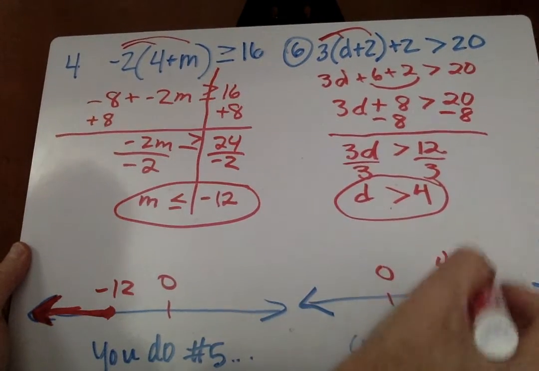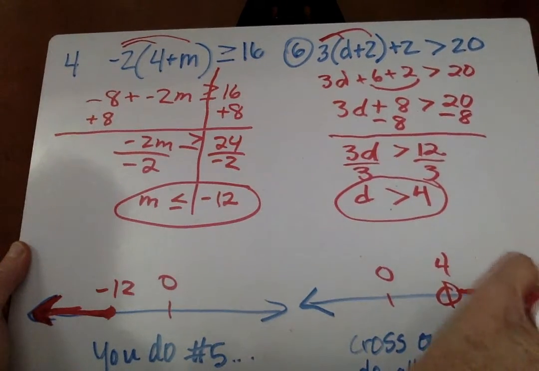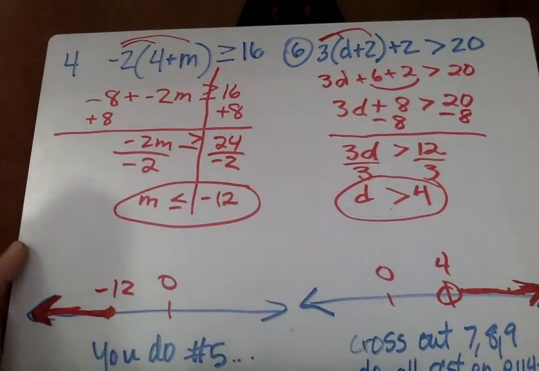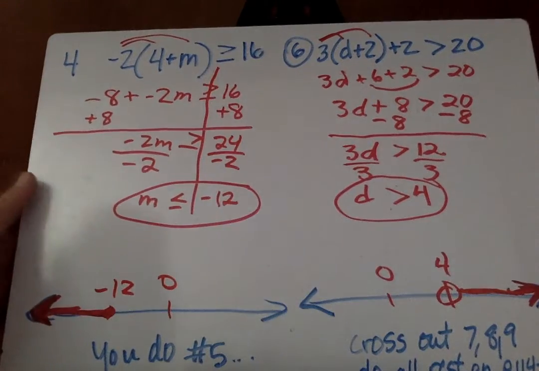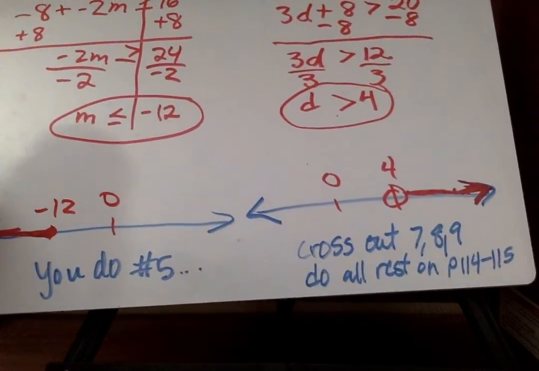Greater than means open dot. It's pointing to the right. And again, you always go by the direction if the variable's on the left side. Okay? All right. Go ahead and cross out 7, 8, and 9, but do all the rest on pages 114 and 115.